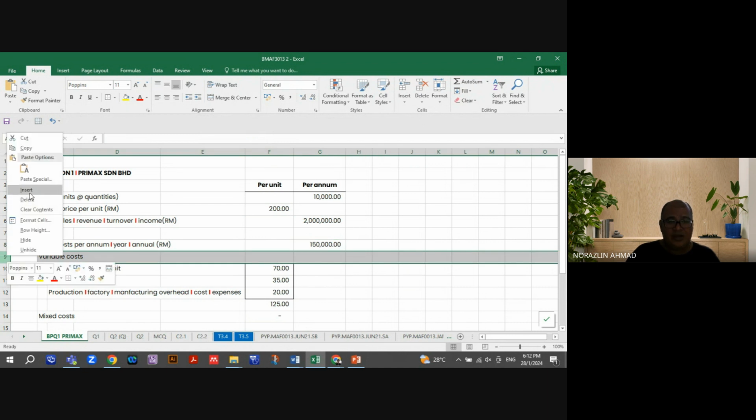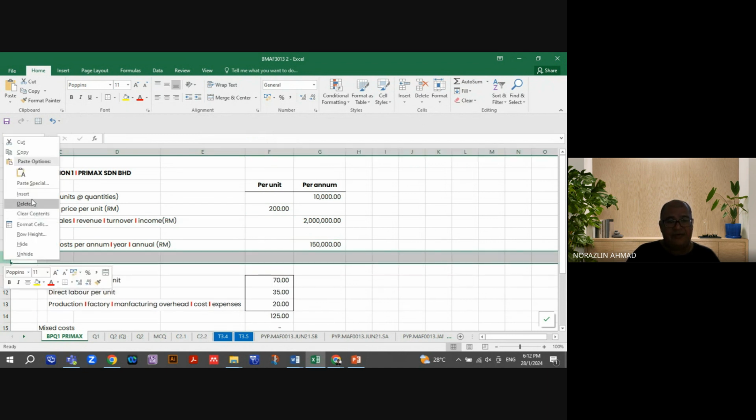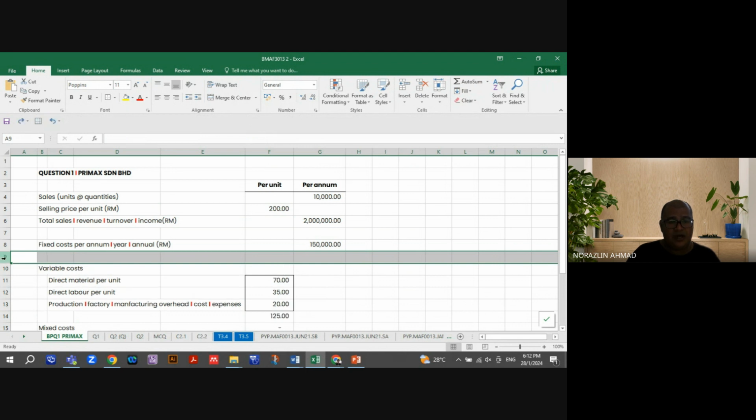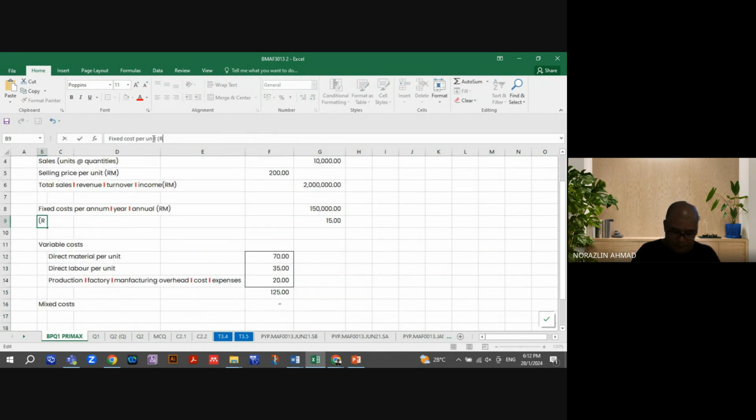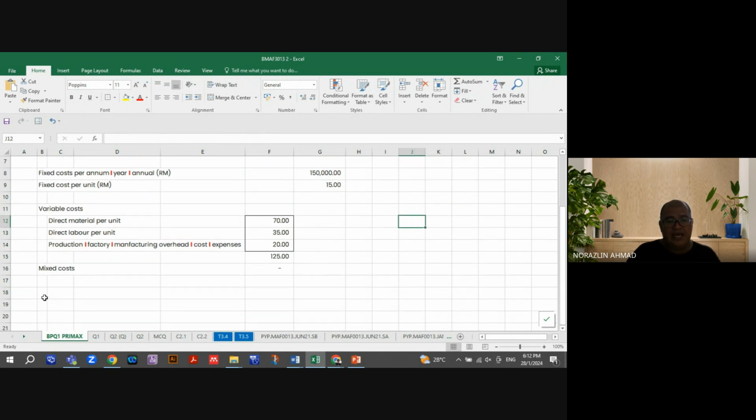Fixed cost, this one is for your understanding. If you want to get fixed cost per unit, for example, you divide 150,000 by 10,000 units, so you will get 15 ringgit per unit. Fixed cost per unit in RM. A simple calculation, but in the question we need to check this one. If you want it in terms of unit, this one is per unit.